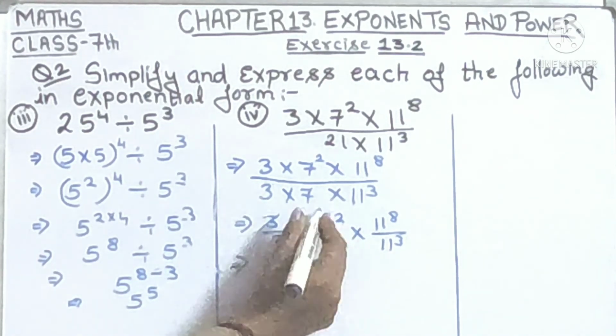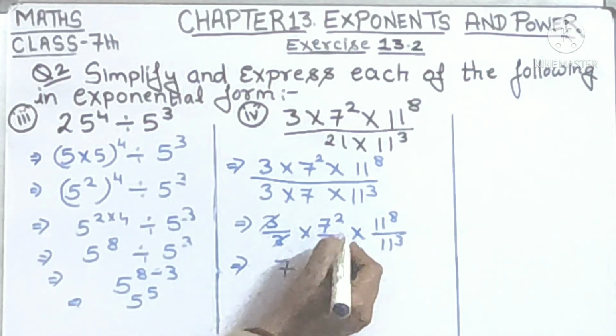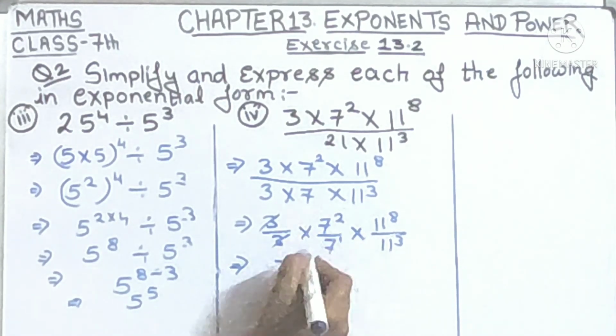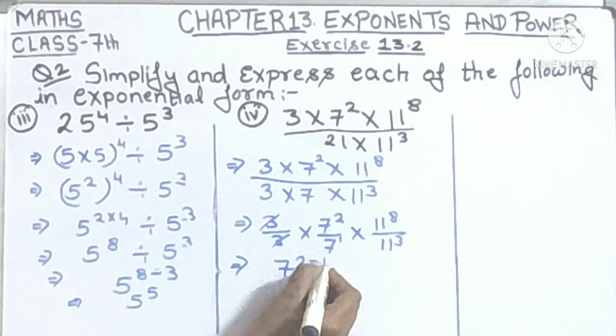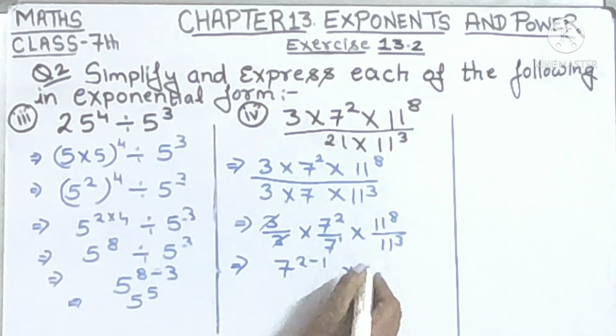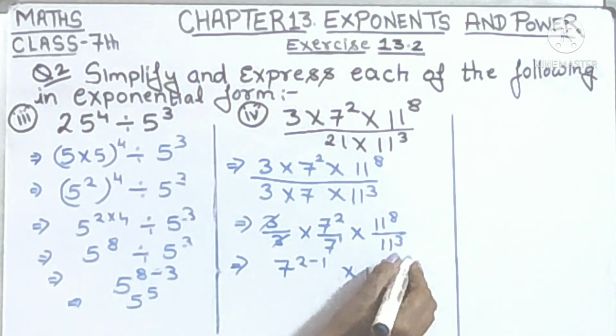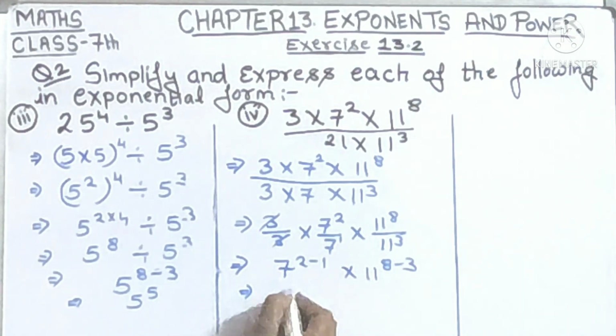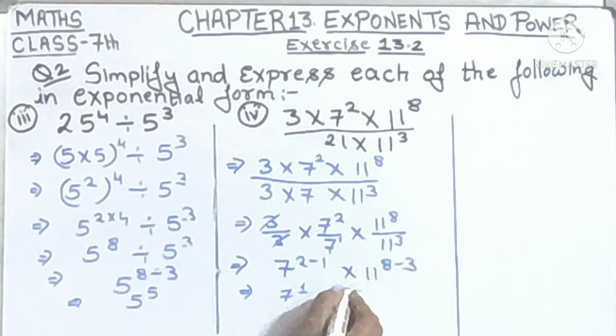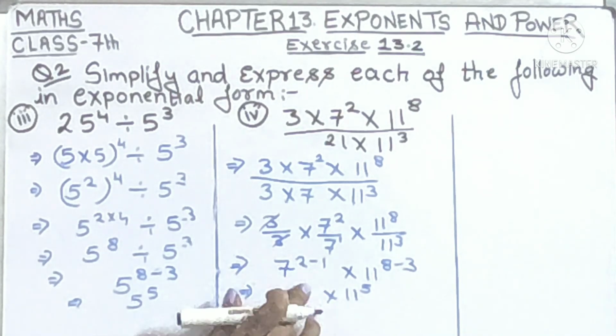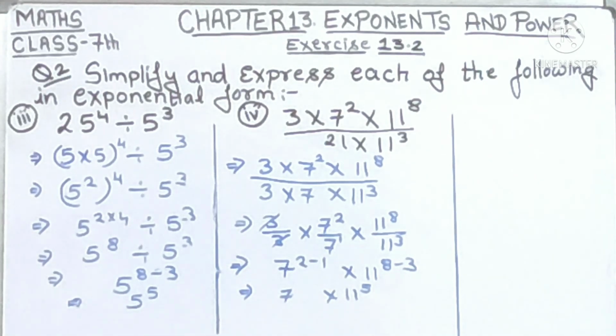In the second one, 7, we can take it as common, and here no power is given, meaning 1. So we can write it as 2 minus 1. Why minus? Because upon means division, and whenever division is given, the powers are subtracted. In the same way, 11, 8 minus 3, the powers will be subtracted. 2 minus 1 will be 1, and 8 minus 3 will be 5. 7^1 into 11^5. Or we can write it as 7 into 11^5, because whenever the power is not given, it means only 1.